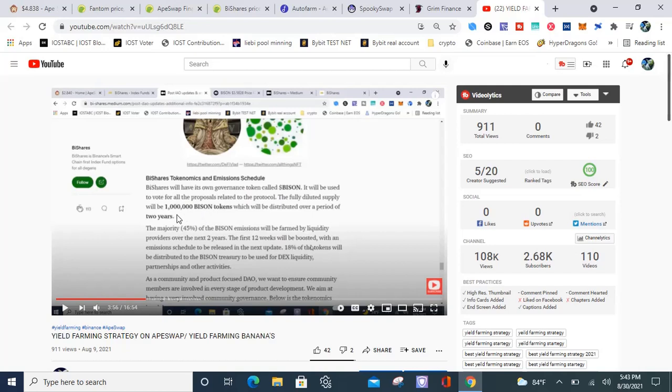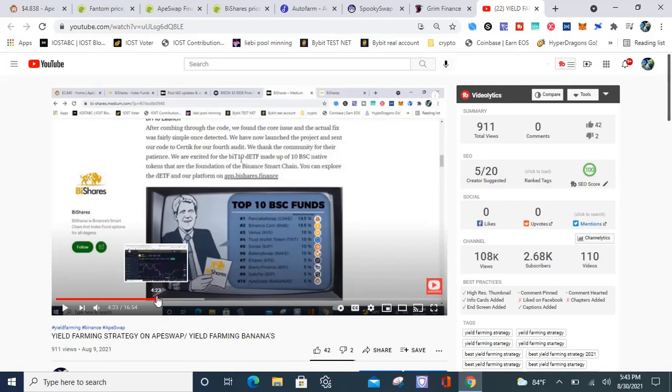There's only 1 million tokens. That's it. Just 1 million. I was telling you guys what it does. It's a decentralized exchange traded fund. They have cryptocurrency funds for different segments of the market. Let's see. Let me go on to the... I know it's in here somewhere.